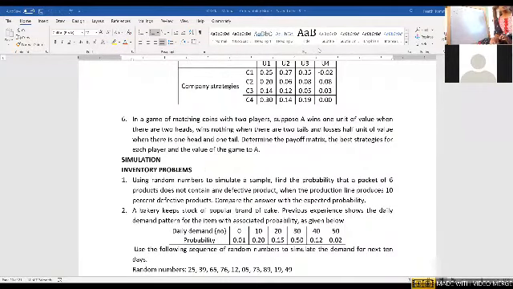Okay. Sixth problem. In a game of matching coins with two players, suppose A wins 1 unit of value when there are two heads.